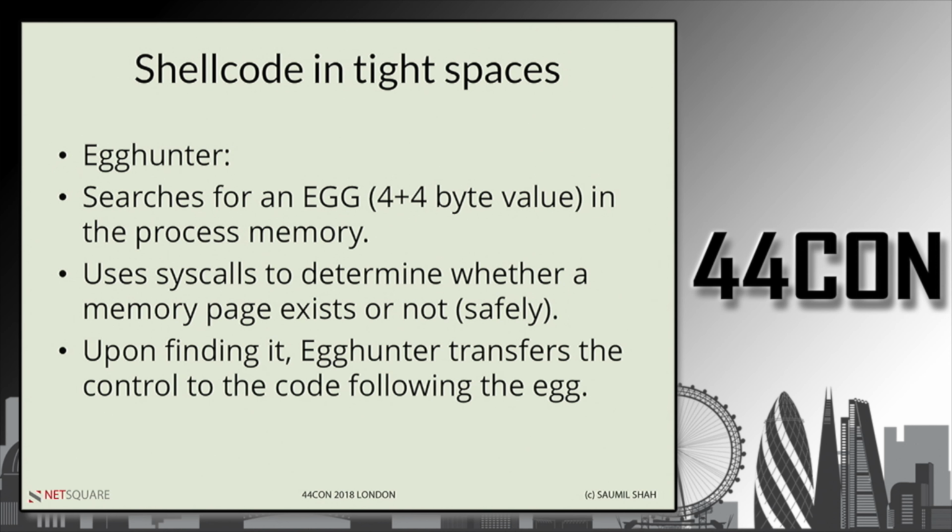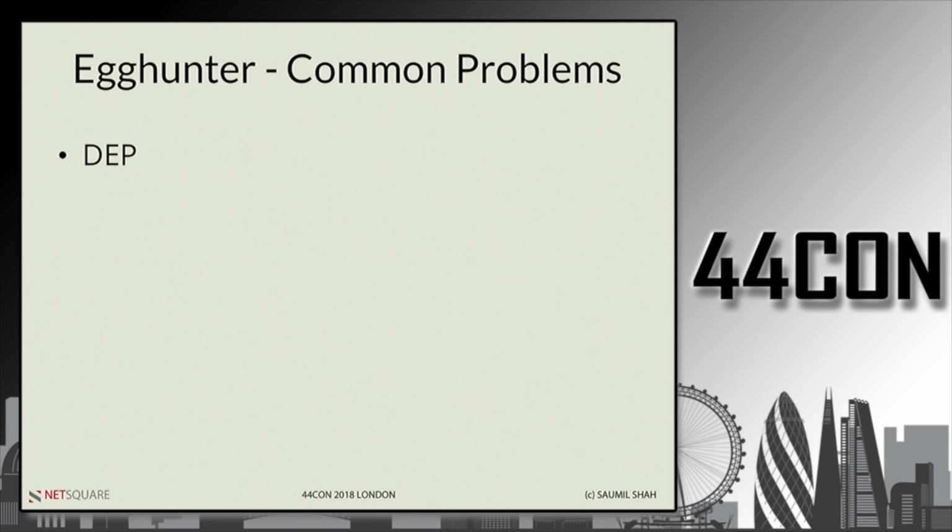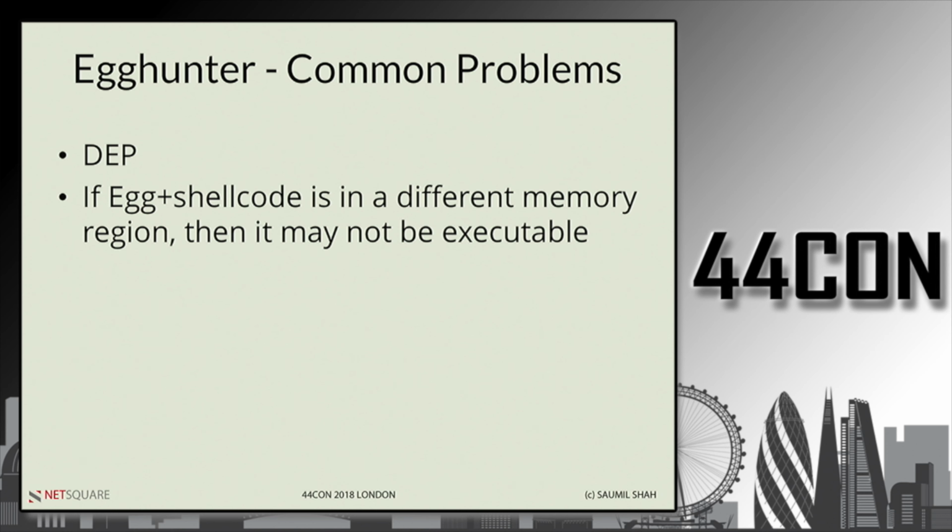So the common problems with the egg hunter, the first major common problem is data execution prevention. Let's say you have your memory corruption layout where the egg hunter is on the stack memory and the real shellcode is in the heap. With data execution prevention, both these memory regions are non-executable. We have a solution for that.